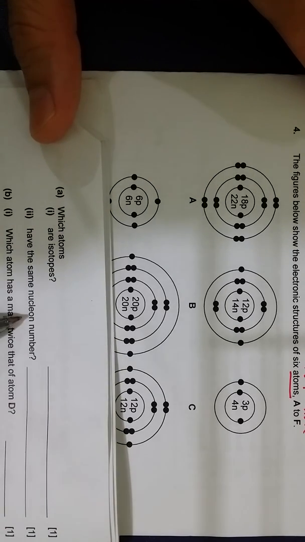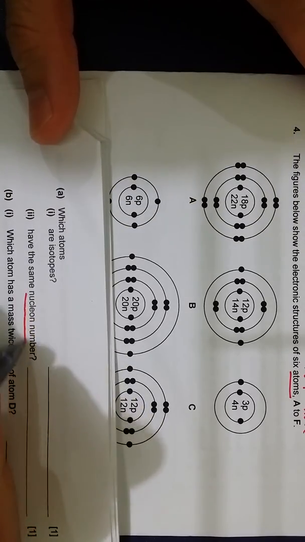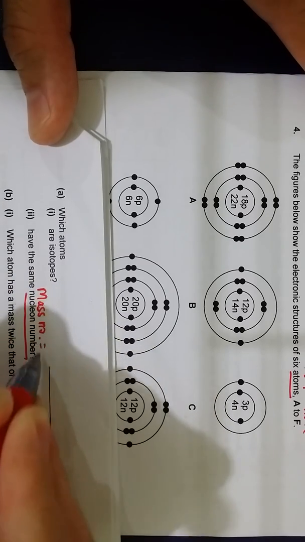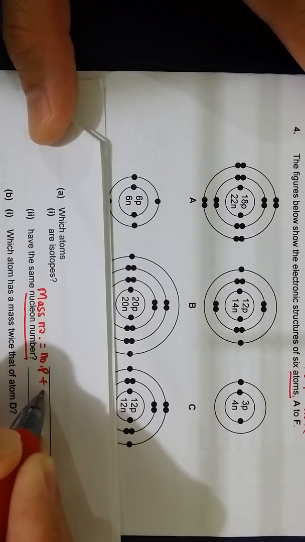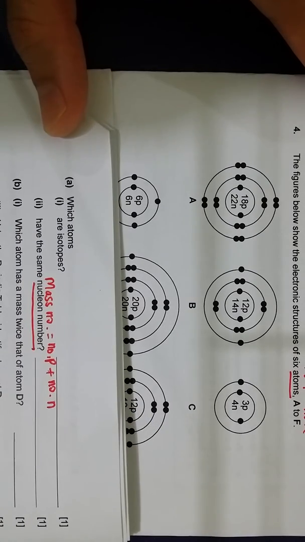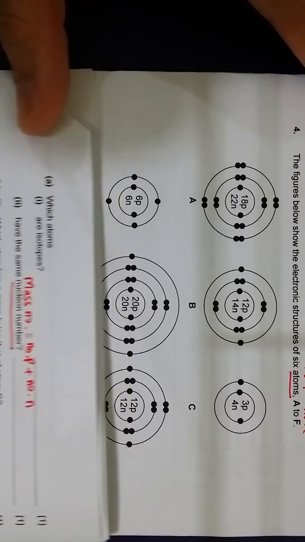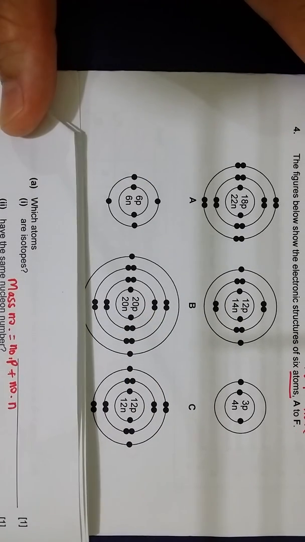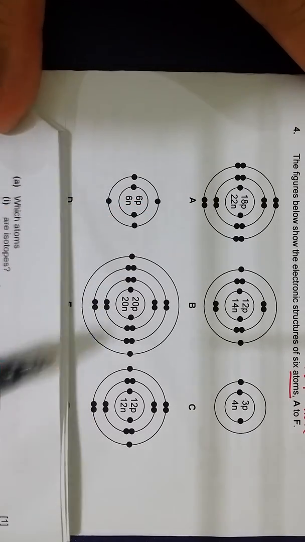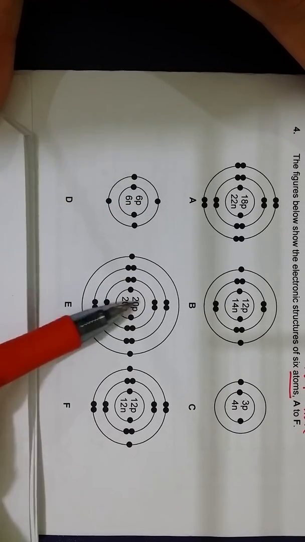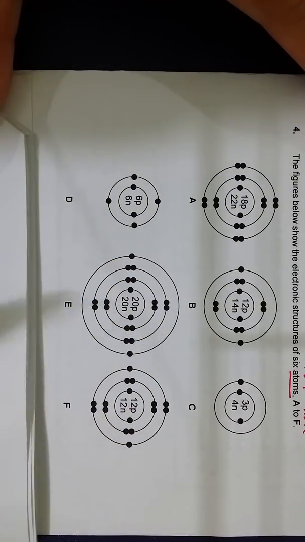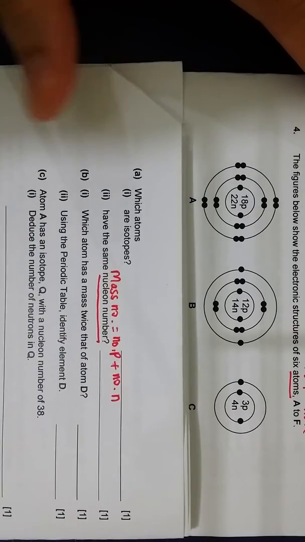They have the same nucleon number, so you need to know the meaning of nucleon number. Nucleon number is the same as mass number, which is the number of protons plus the number of neutrons. You have to add up these two numbers and see which atoms have the same. So the answer should be A and E, because if you add up these two numbers, it's 40, and add up these two numbers is also 40. Nucleon number 40, nucleon number 40. That means the answer should be A and E.